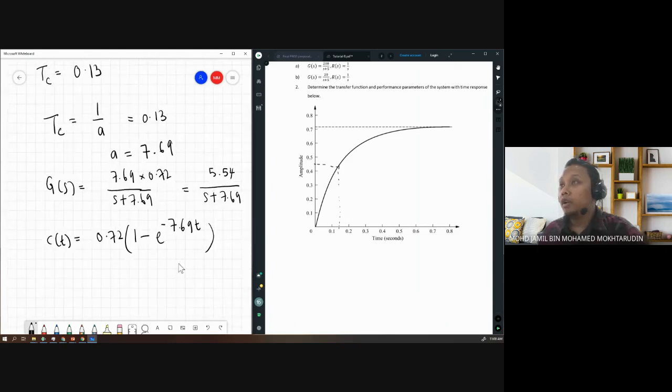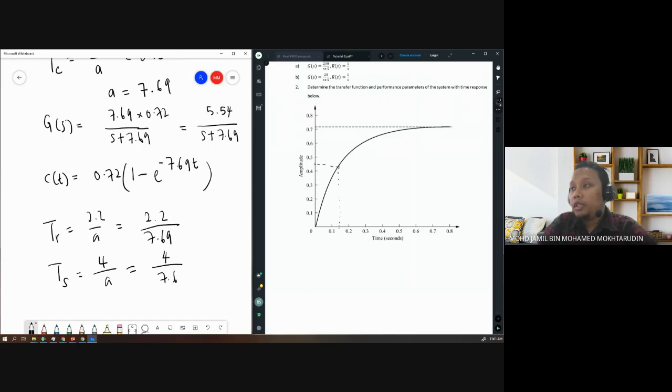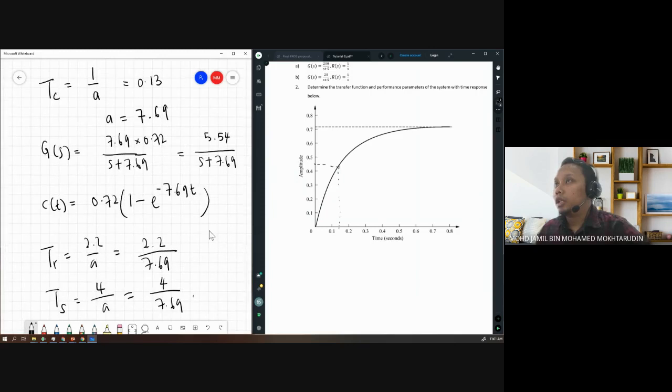Then from the value of A, you can find TR. So TR is just 2.2 over A. So 2.2 over 7.69. And TS equals 4 over A. So 4 over 7.69. Okay, so that's it for this question.